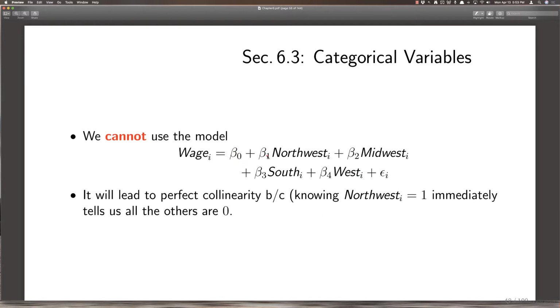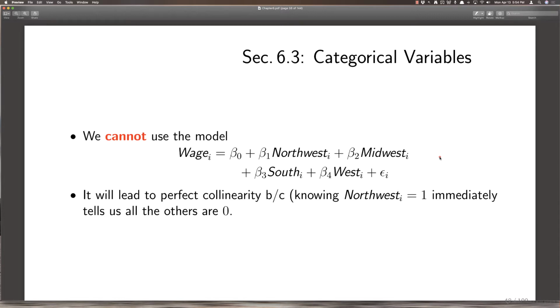Because I'm solving for 1, 2, 3, 4, 5 values with only 4 equations, basically, underneath the hood. So we can't do that. So we have to drop one of the categories, all right? And it doesn't matter which one you drop.